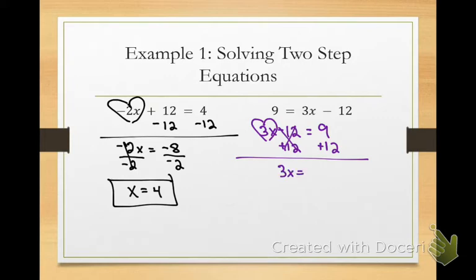3x equals, Nasir, what did you get when you did 9 plus 12? 9 plus 12. All right, help them out, guys. 21, okay? All right, so 3x equals 21, and divide both sides by 3. X equals 7. All right, how are we doing so far?